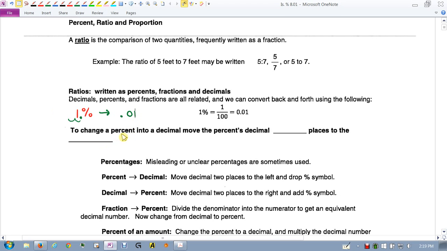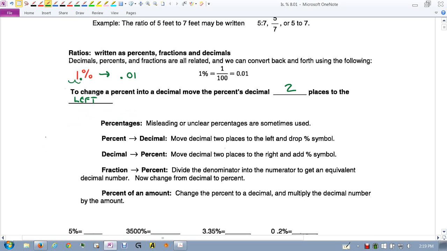So to change a percent to a decimal, move the percent's decimal how many places, what direction? 2 places to the, I just confused you, right? To the left. If you're trying to go from a percent to a decimal. I'll give you another example underneath this. If you say 50%, what is that as a decimal? So here's your decimal point. Move it 2 places to the left, and now it becomes 0.5. You don't need the 0, but you can put it. It's not wrong. 0.5.